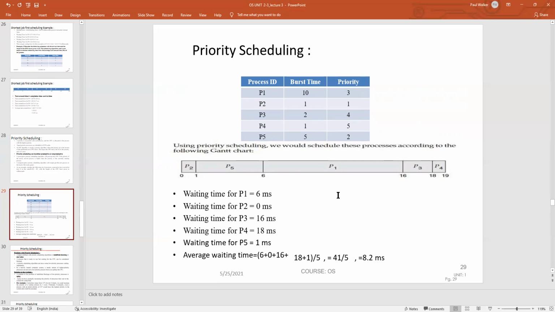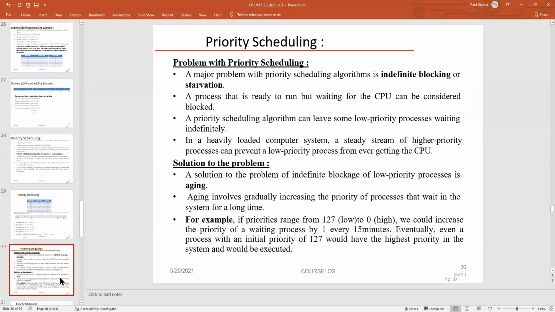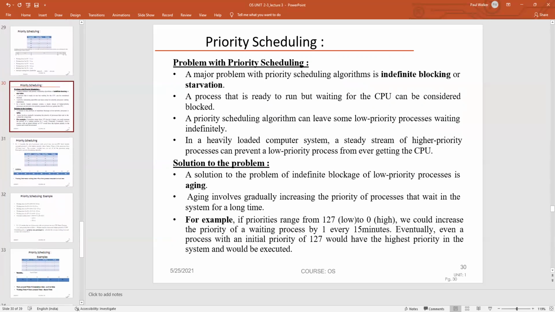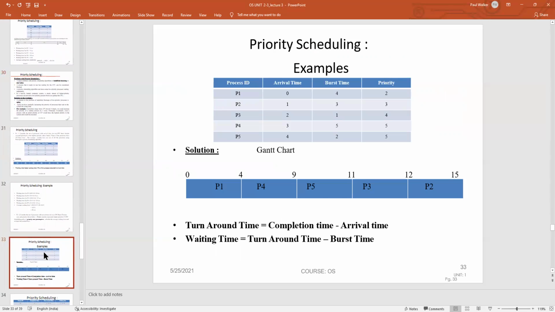Hence, the waiting period of P1 is 6 and P2 is 0. P3 is 16, P4 is 18 and P5 is 1. Average waiting time is calculated by adding all these values and dividing by the number of processes, that is 5, and we get 8.2 millisecond. This priority scheduling has an indefinite blocking. It goes from the lowest priority process to the highest priority process, and it can be represented with the help of a Gantt chart here.